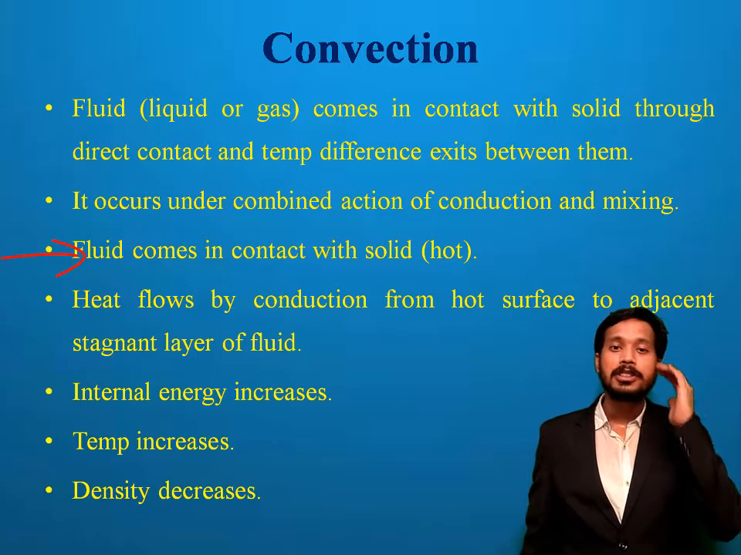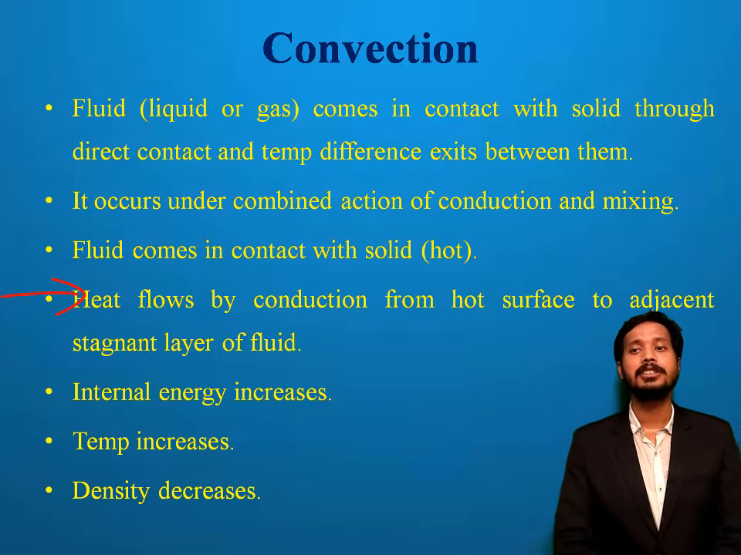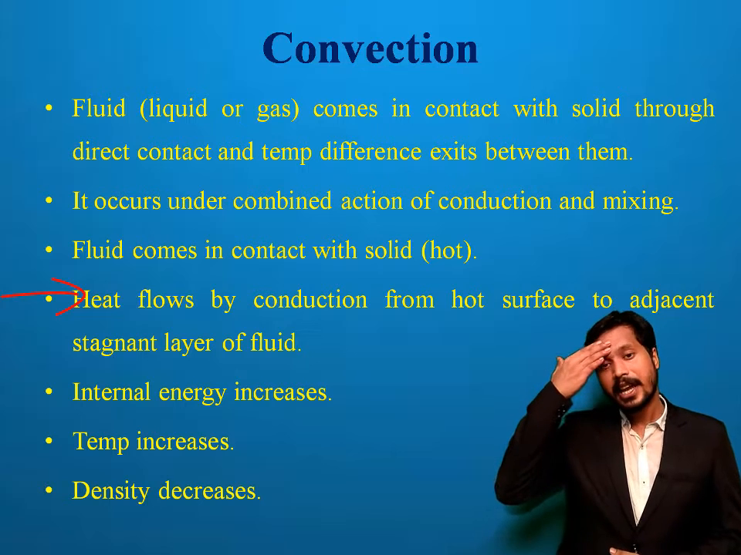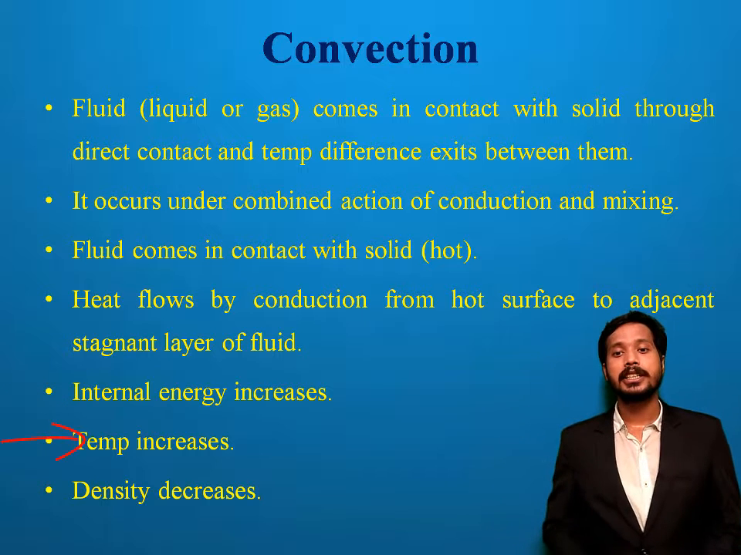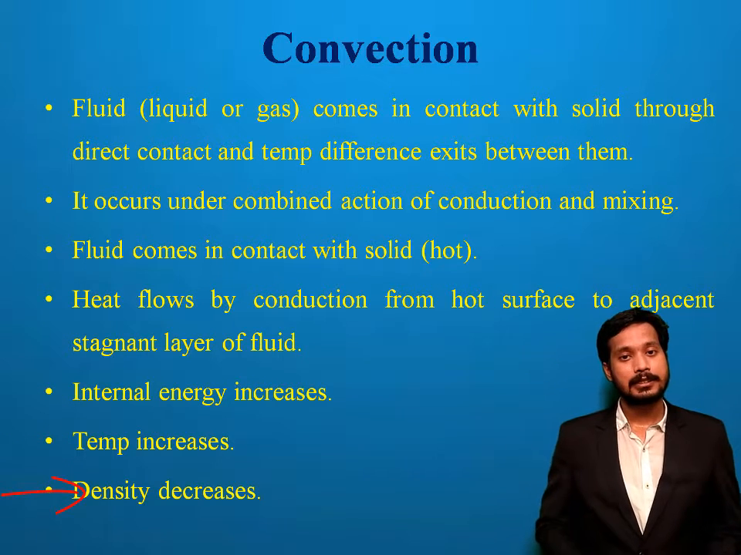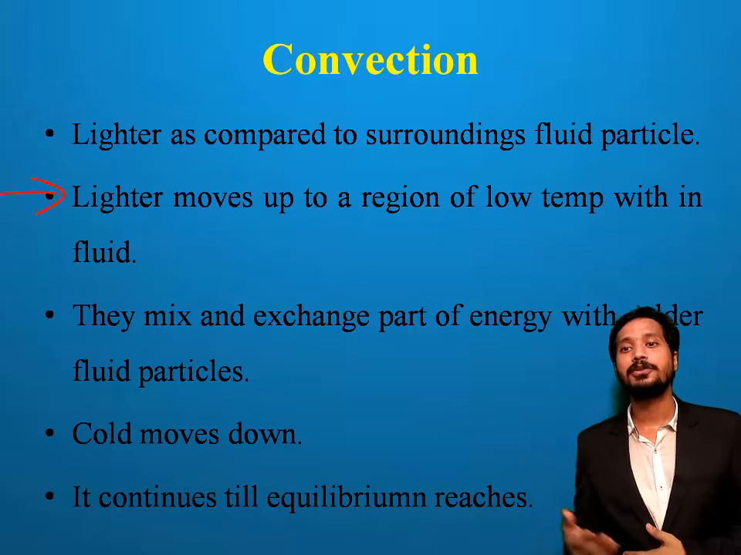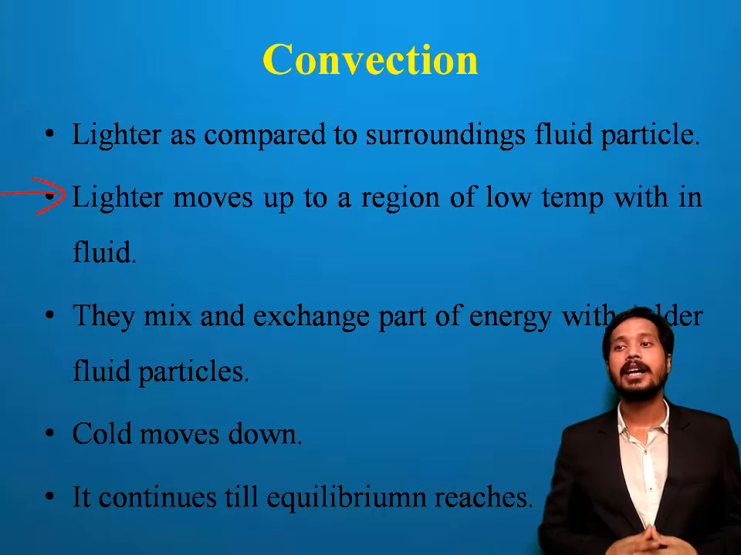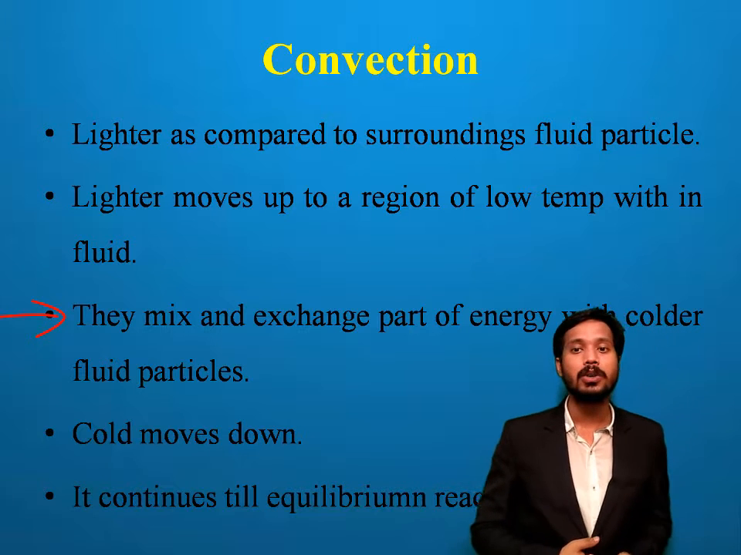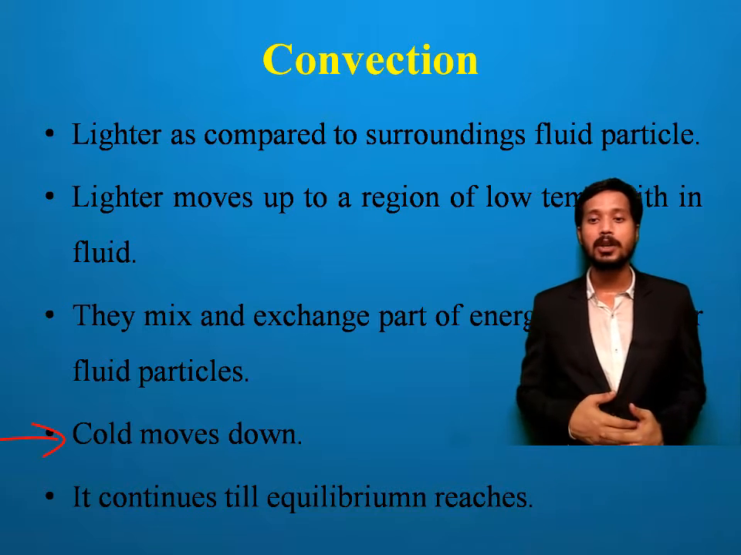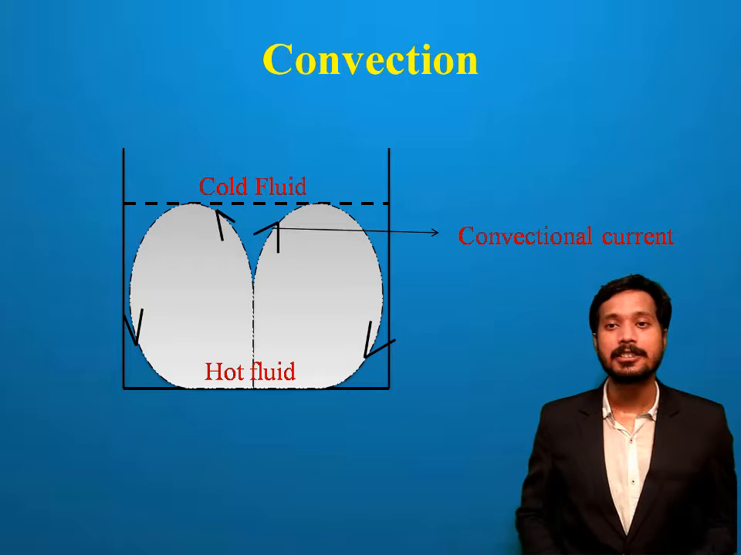Fluid comes in contact with solid, that means the hot. Heat flows by conduction from the hot surface to the adjacent stagnant layer of fluid. Internal energy increases, temperature increases, density decreases. Lighter as compared to the surrounding fluid particles, it moves up to a region of low temperature within the fluid, and then they mix and exchange part of the energy with colder fluid particles. Cold moves down, and it continues till equilibrium is reached. So here you see the convection mode.